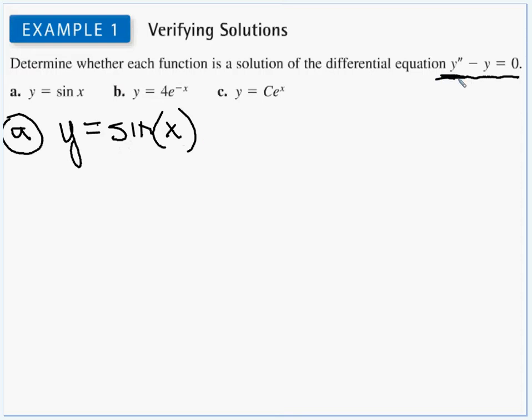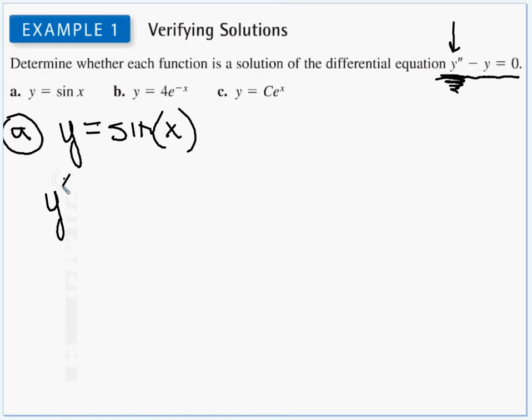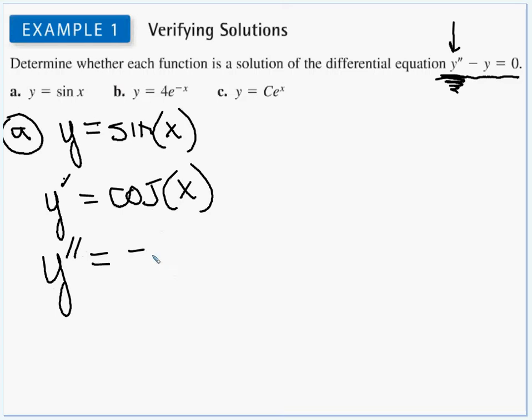And we're going to need that second derivative to put in right here. So if y is sine x, y prime, the derivative of sine is cos x. And then if we derive that again to get to y double prime, the derivative of cosine is negative sine x. So I'm going to do y double prime minus y.